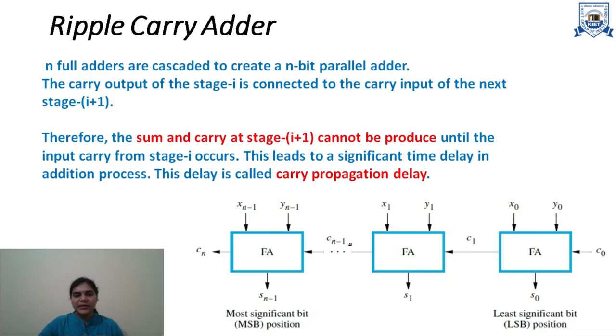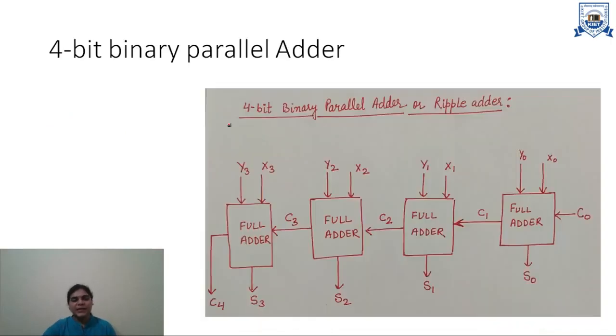As you can see here, for an n-bit number, n full adders are required, from 0 to n minus 1. The final carry Cn will be produced by the last full adder in a ripple carry adder. A ripple carry adder is also known as an n-bit parallel adder. From the previous example of n-bit parallel adder or n-bit ripple adder, we can design a 4-bit binary parallel adder. For 4-bit numbers, we require 4 full adders.